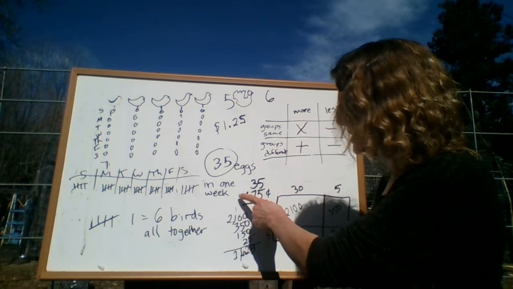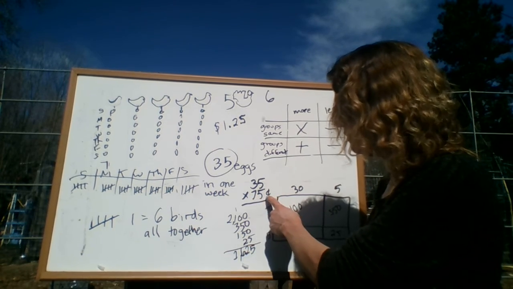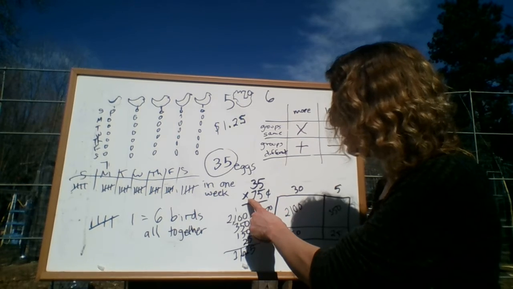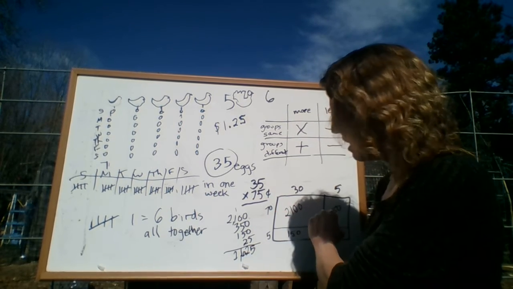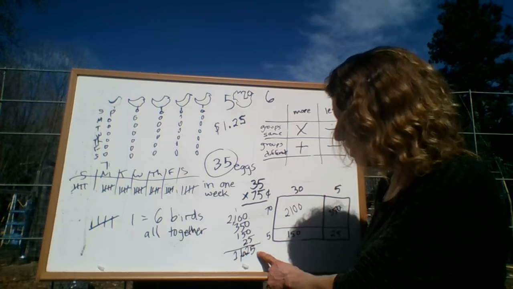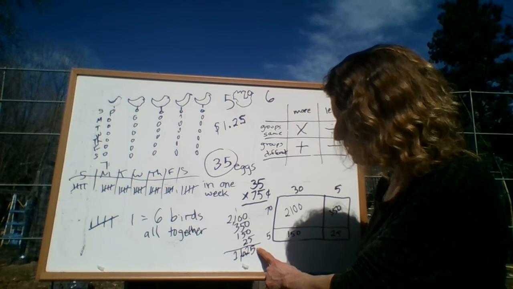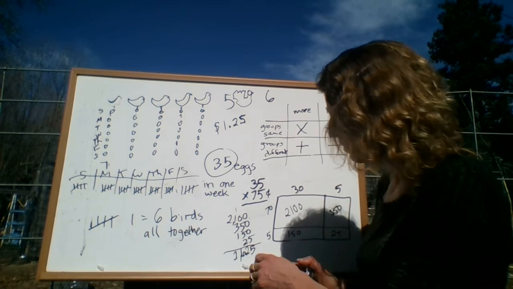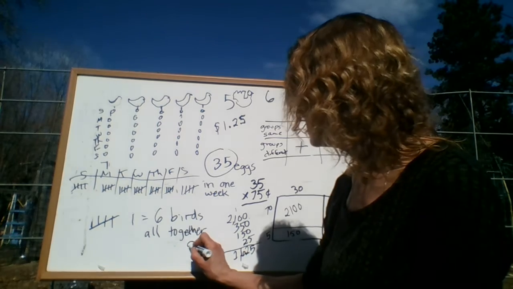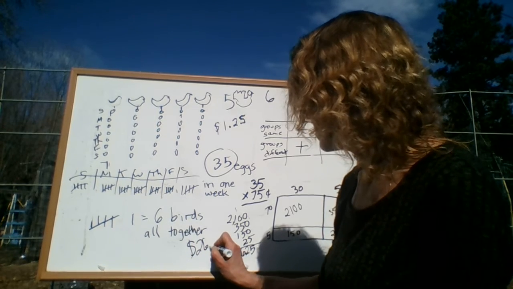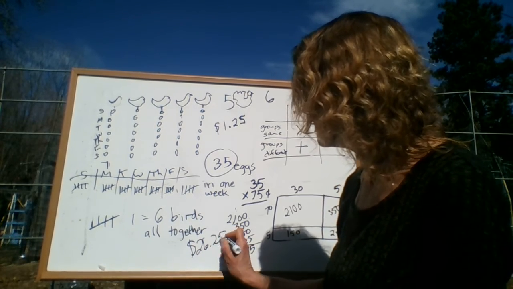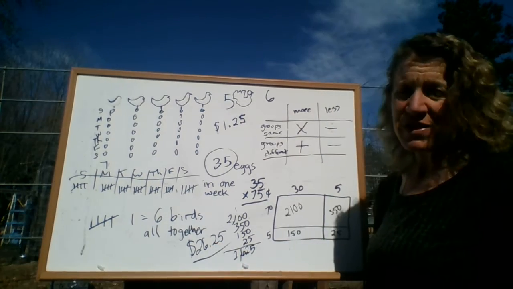Because if we were to instead do it by dollars here, instead of it being 75 cents, it would be $0.75. So when we get to our answer here, I'm going to move the decimal twice to the left, 1, 2, and then my answer is $26.25. That's our answer to chicken math.